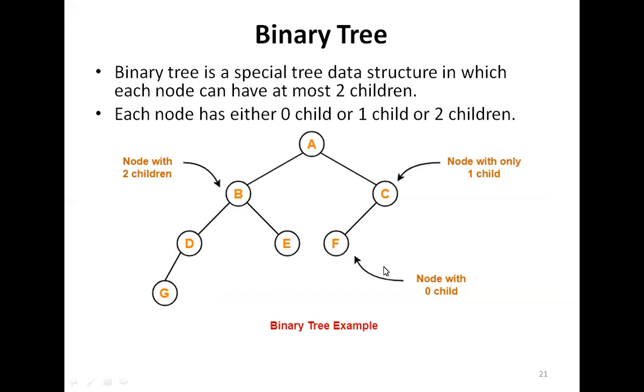So all these nodes in this tree satisfy this condition that each node can have at most two children. So this is your binary tree. So it is a special tree data structure in which each node can have at most two children. Right? Is that clear? Yes, sir.